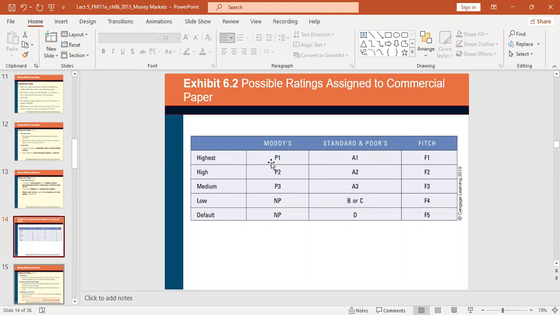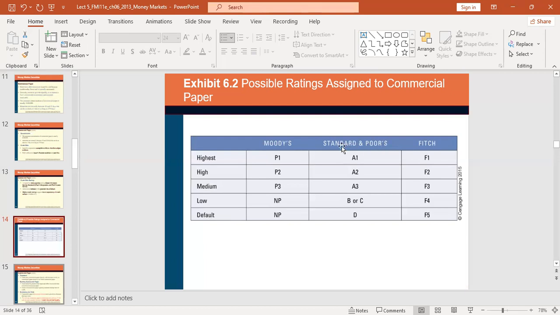Any company that is ranked as P1 is considered very good. So you can invest in, or buy, the commercial paper of those companies. But if the company is rated as NP, it means default risk is very high. So most investors will avoid buying commercial paper from this type of company.